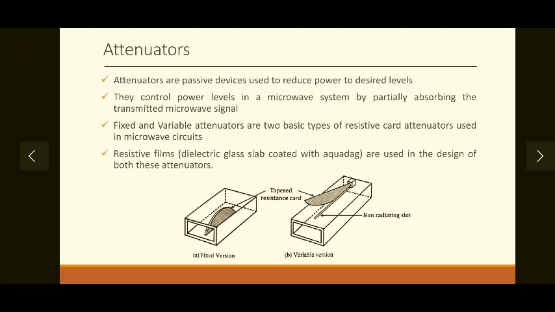On your screen you can see two diagrams. The first one is a fixed version, or fixed attenuator, where the dielectric slab is fixed inside the rectangular waveguide, and the second one is a variable version where the dielectric slab is allowed to go inside through a non-radiating slot. If you keep it out of the slot, there will be no attenuation. As you move the resistive card inside the waveguide, attenuation will be produced. Let's see different types of fixed and variable attenuators one by one.